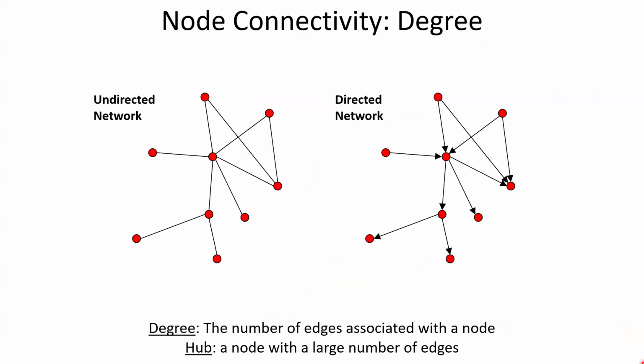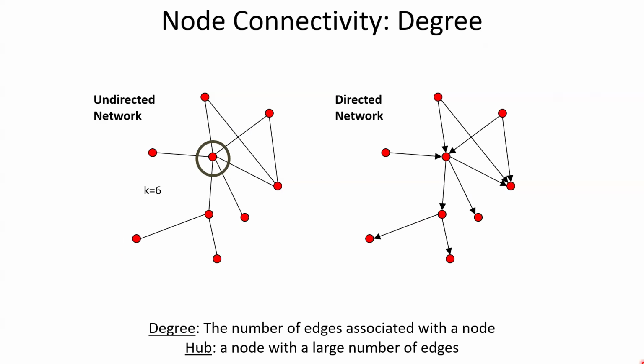Another common measure of node centrality, or measuring node connectivity, is the degree. The degree is the number of edges associated with an individual node. So for example, this node here has a degree of 1. It has exactly 1 edge connected to that node. This node has a degree of 6. It has 6 edges connected to the node.